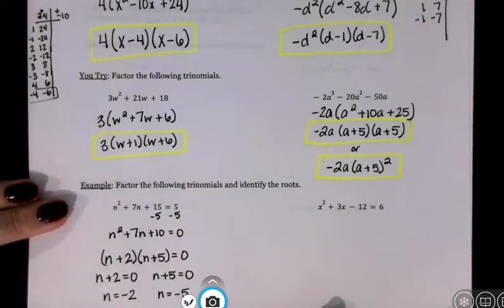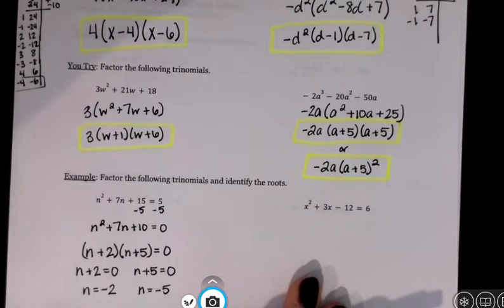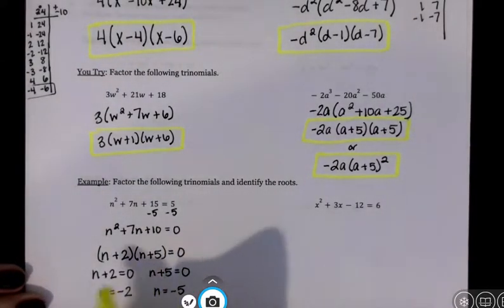That's a little stuck there. There you go.